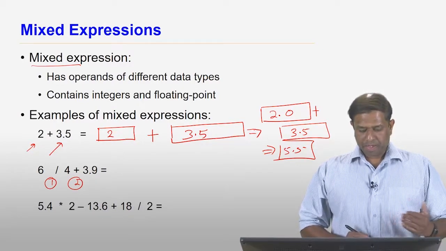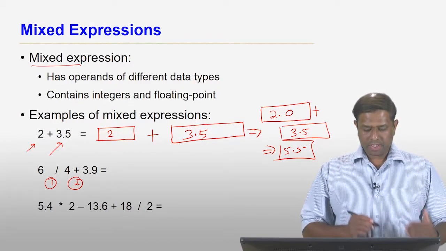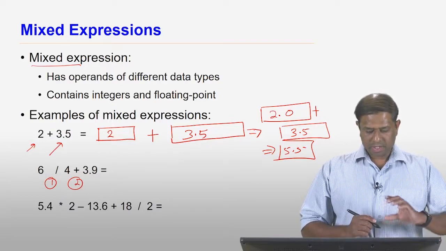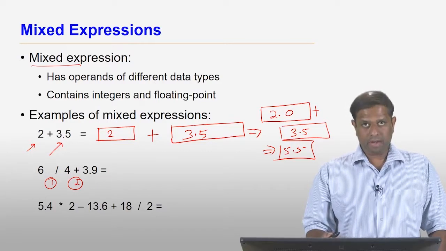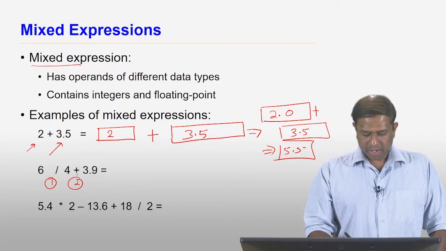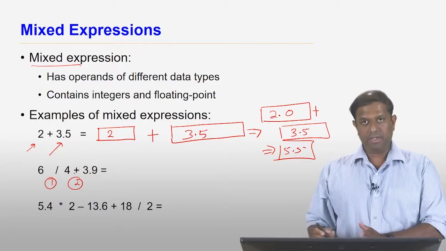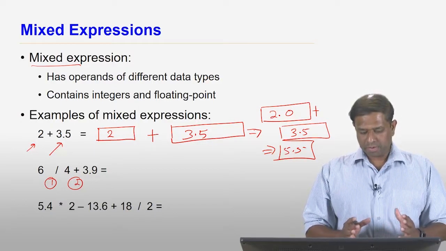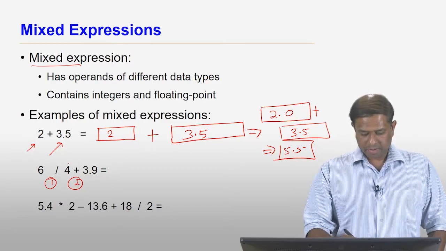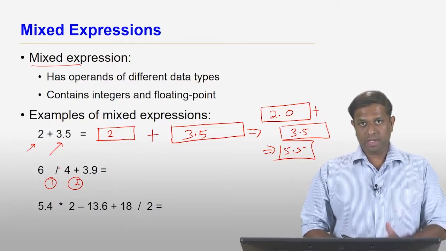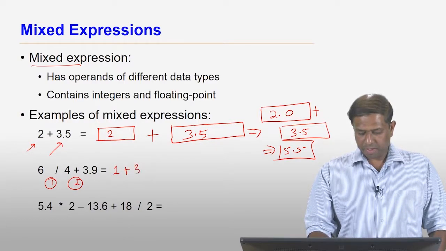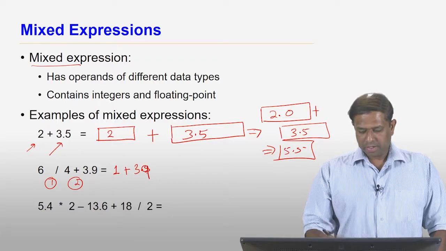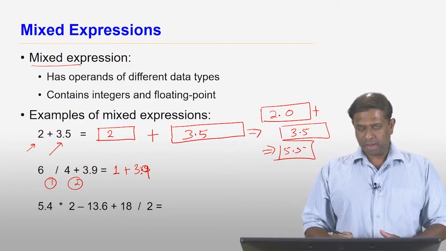Okay. Now, since we have 6 and 4 for the division, that is the first operation we will be performing. So 6 and 4 are two integer values, right. Therefore, regardless of what you have for the addition, for the division we have two integer operands. So the first operation will be performed as an integer division, right. Therefore, 6 divided by 4 is going to be 1, and then we have 1 plus 3.9.